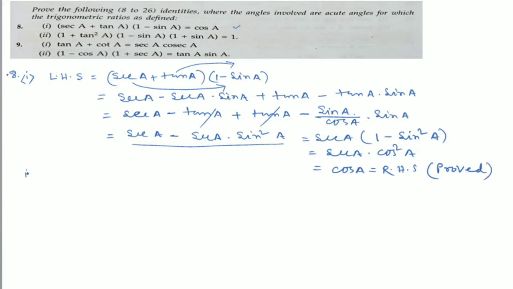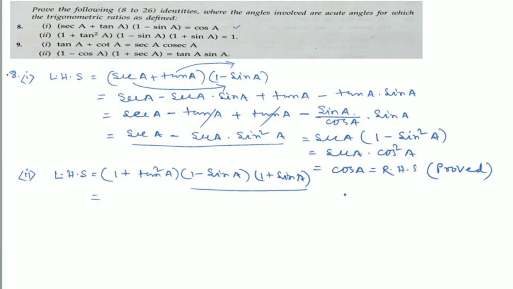And the next problem is (1 plus tan square A) into (1 minus sin A) into (1 plus sin A) is equal to 1. We have to prove it. So left hand side is equal to (1 plus tan square A) into (1 minus sin A) into (1 plus sin A).